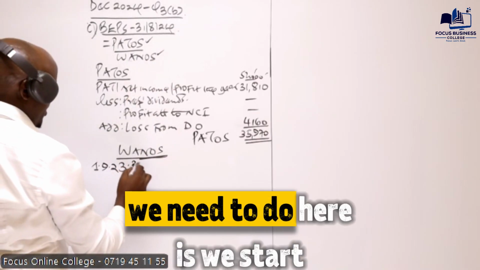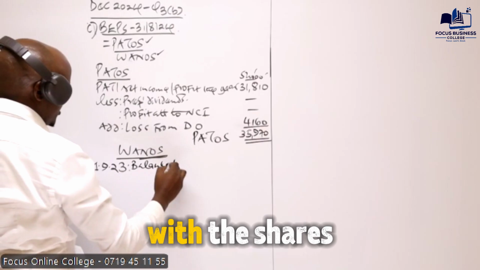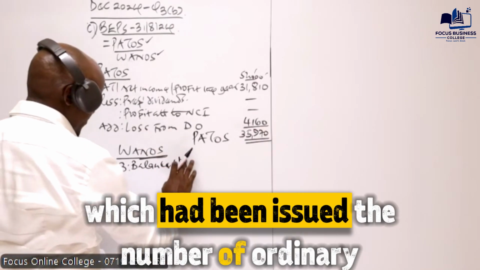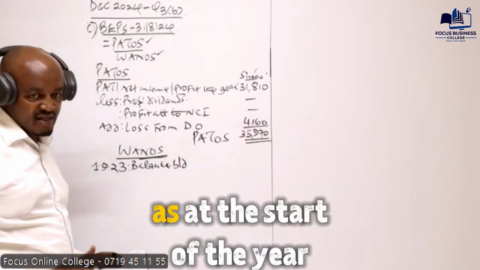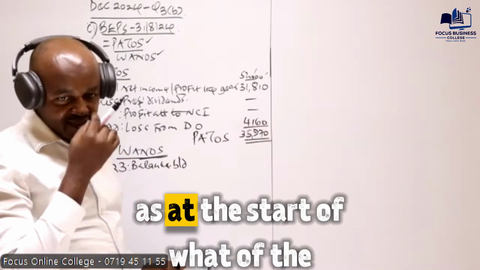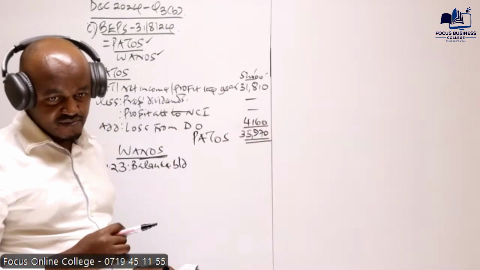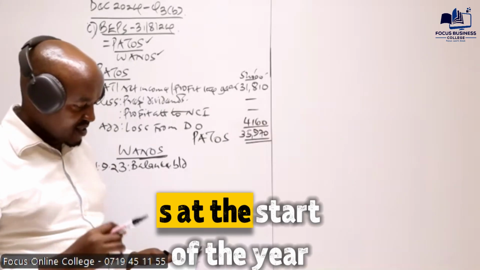So what we need to do here is we start with the shares which had been issued. The number of ordinary shares issued and fully paid as at the start of the year. As at the start of the year.